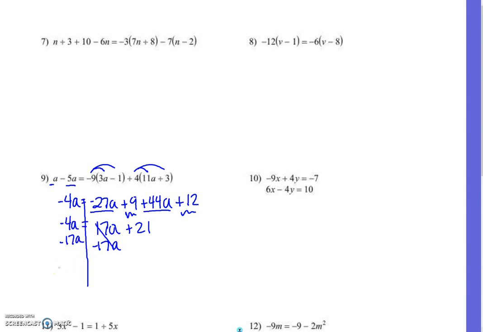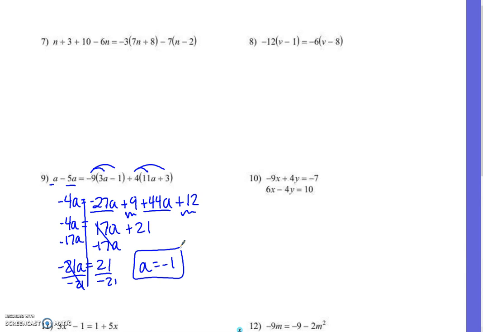Negative 4 minus 17 is negative 21. a equals 21. We divide by negative 21, and that equals negative 1. So just distribute, combine like terms, variables to one side, and solve. Basic stuff, okay?